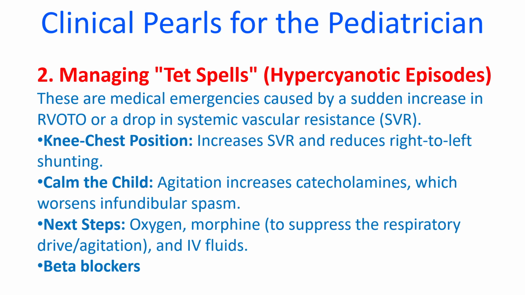TET spells or hypercyanotic episodes are medical emergencies caused by a sudden increase in right ventricular outflow tract obstruction or a drop in systemic vascular resistance. Immediate knee chest position increases systemic vascular resistance and reduces right to left shunting. Calm the child. Agitation increases catecholamines, which worsens infundibular spasm. Oxygen, morphine to suppress the respiratory drive or agitation, and intravenous fluids are useful. Beta blockers are also used in the management of TET spells.